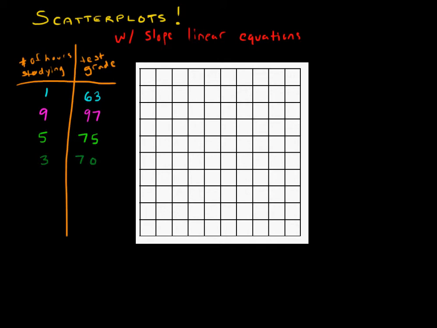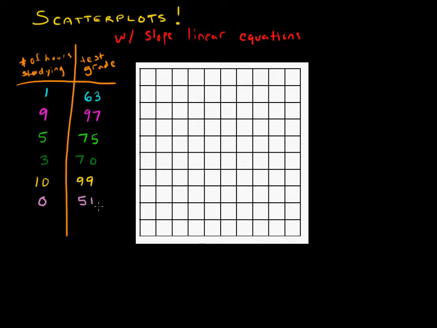Let's see, what other colors can I use? Here we go. Phil studies for 10 hours and he makes a 99. And how about let's do one more. This will be a really simple scatter plot. Say somebody doesn't study at all. They get a 51. They just barely got half of them right.